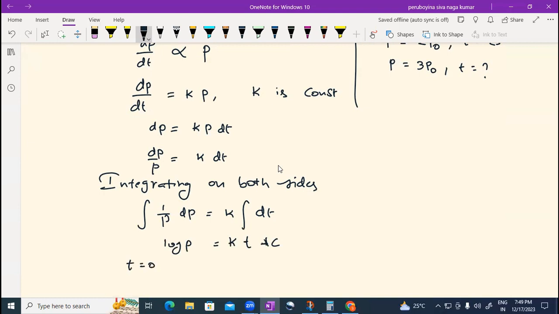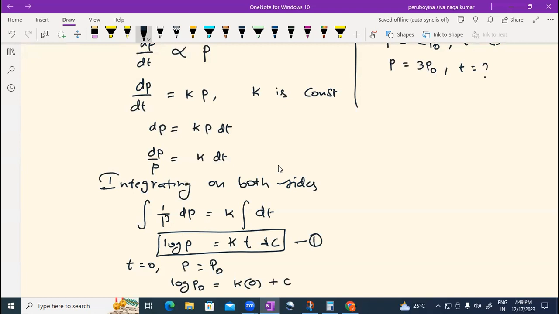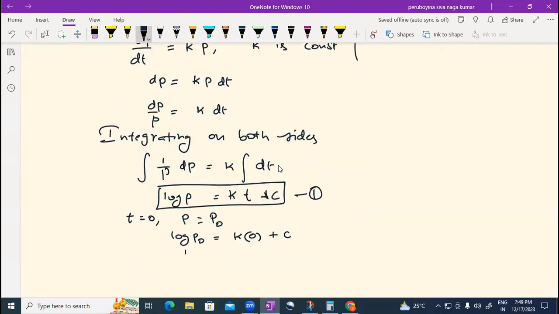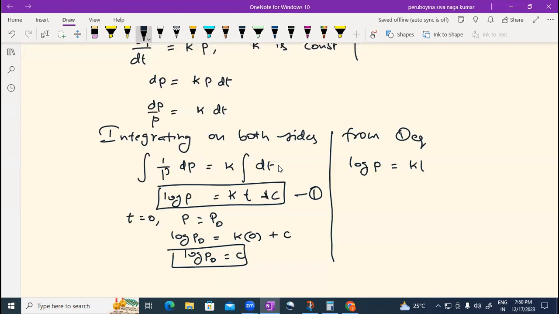So the initial conditions are t equal to 0, p equal to p naught. Applying initial conditions in this equation, say it is equation 1, log p naught is equal to k into time 0 plus c. So we got the constant value c as log p naught. Now we will substitute this constant c value in the first equation. Log p is equal to k into t plus log p naught.